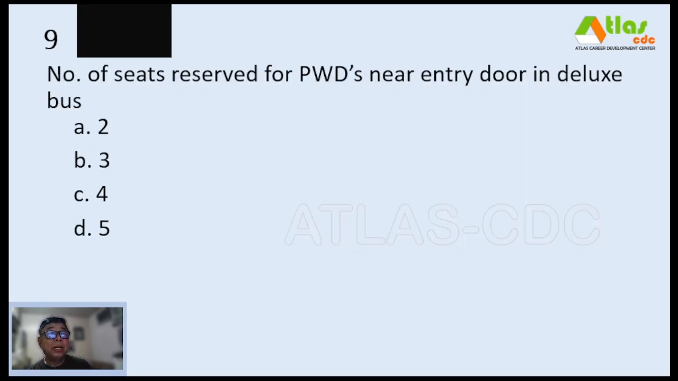Number 9. Number of seats reserved for PWDs near entry door in deluxe bus. A. 2, B. 3, C. 4, and D. 5.